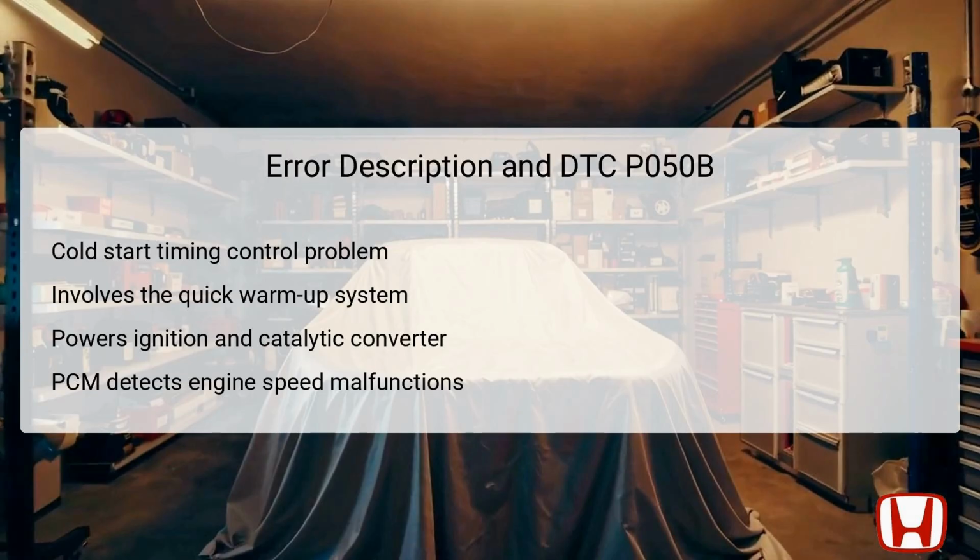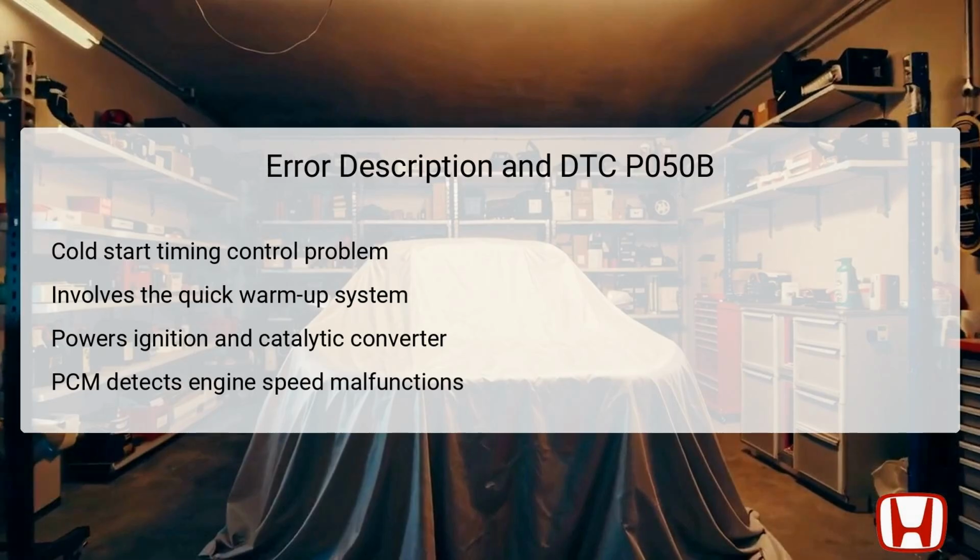The P050B code signifies a performance problem in the cold start ignition timing control system of the Honda Accord. It specifically involves the quick warm-up system, which is essential for reducing emissions by accelerating the activation of the catalytic converter. When the engine is cold, this system provides additional air and adjusts ignition timing to improve efficiency.